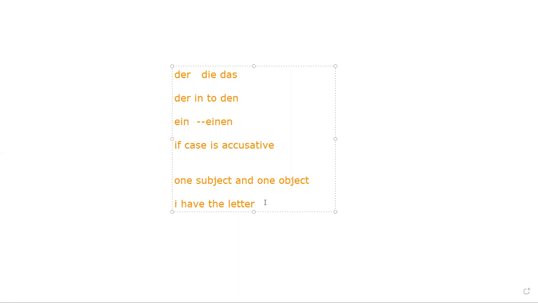Now for example, let's write it down. I have. What is I have? Ich habe. Is it clear to you, children? Yes, sir. Ich habe. Now what is my letter? We did der, masculine, but we will not use der. What is it then? Because over here we have one subject and one object. Then brief. Is it clear to you, children? Tell me yes or no.